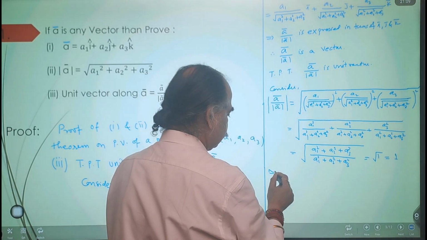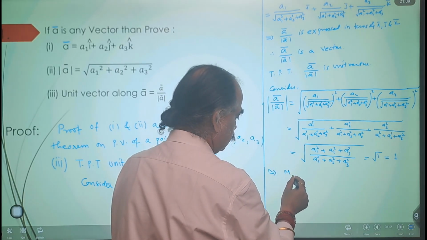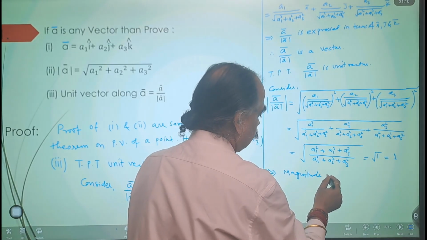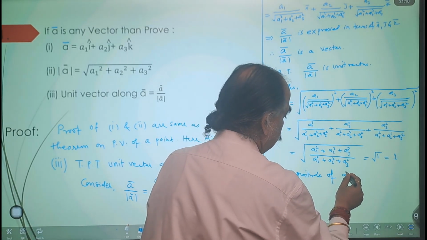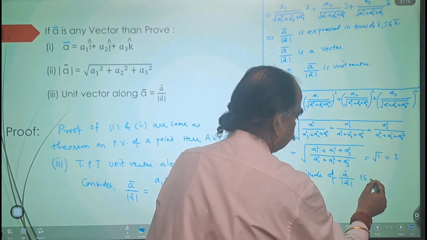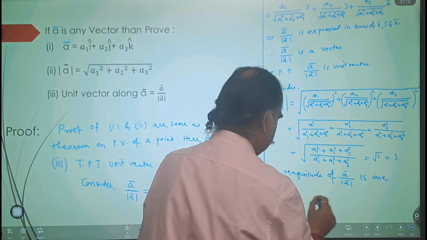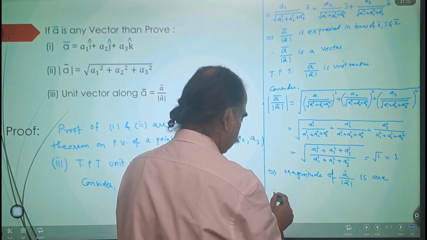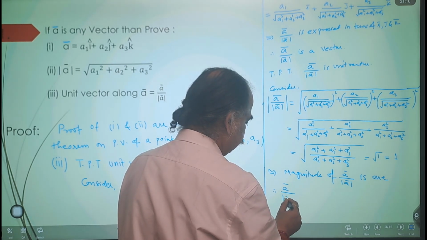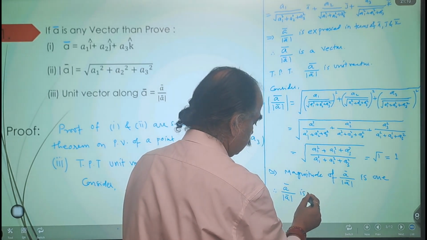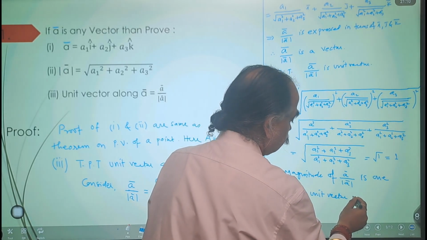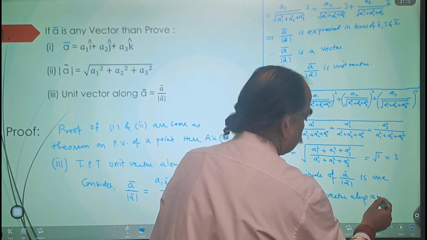So this implies magnitude of a bar upon mod a bar is 1. Therefore, a bar upon mod a bar is unit vector along a bar.